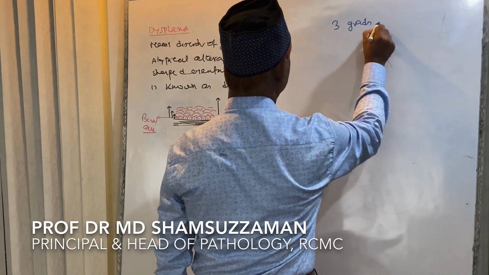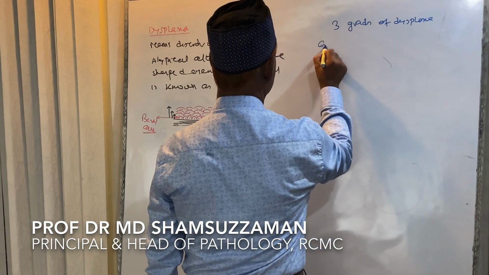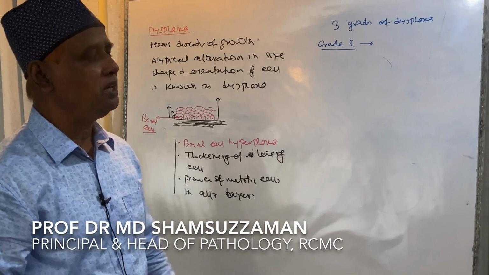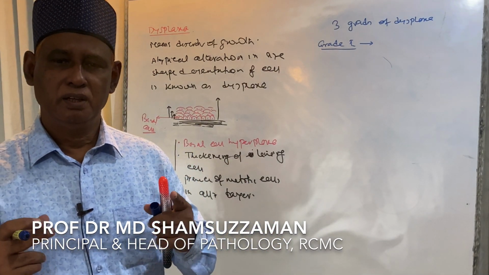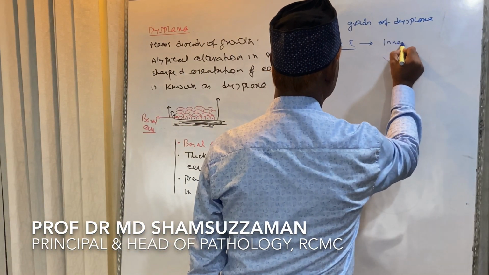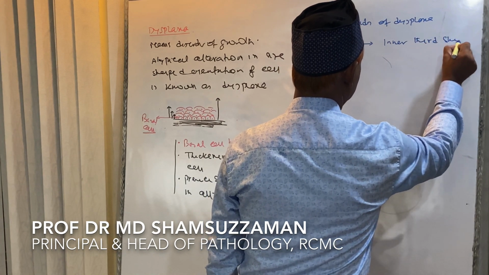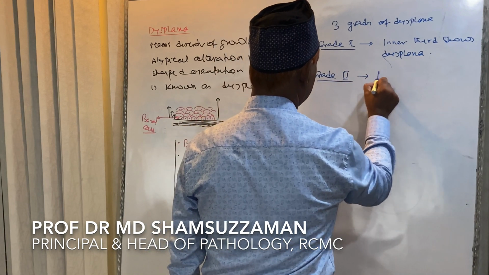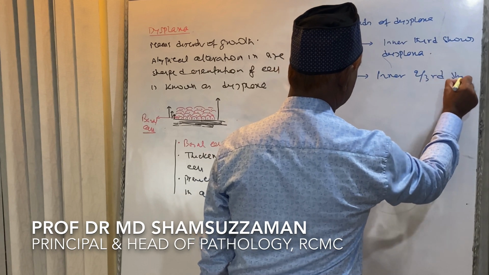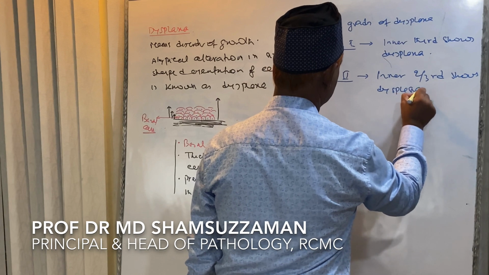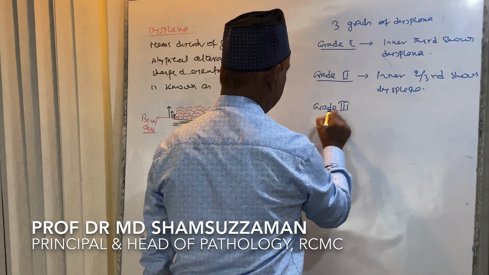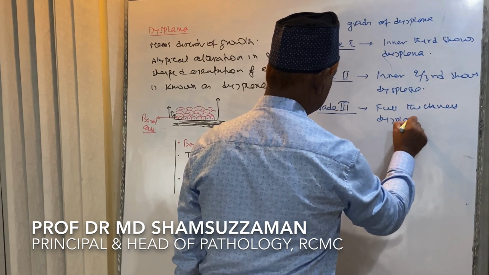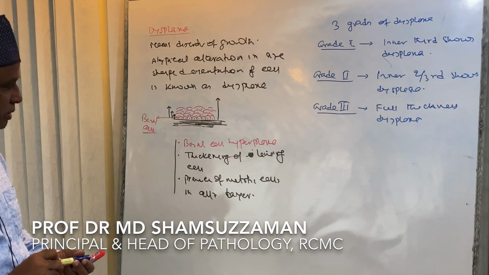Three grades of dysplasia. Grade 1, what it means? This atypical alteration in size, shape and orientation of cell in the inner third of the lining cells. Inner third shows dysplasia. Grade 2, what it means? Inner 2/3 shows dysplasia. Grade 3, what it means? Full thickness dysplasia. So dysplasia is one of the pre-malignant conditions.